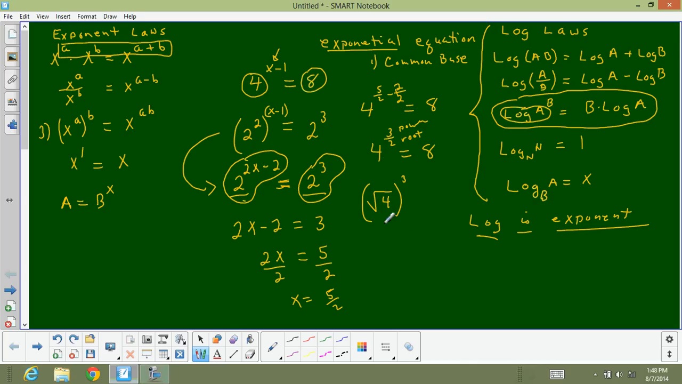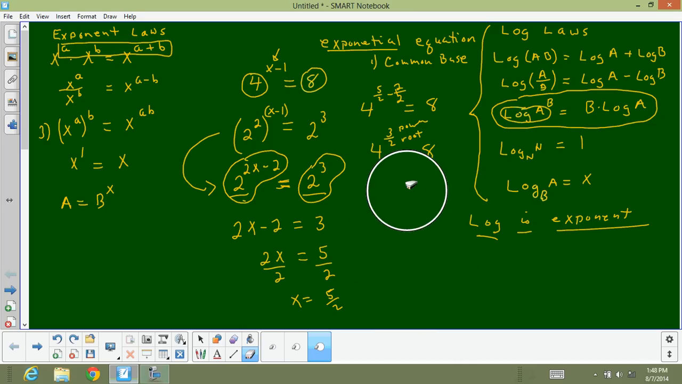All right. Now, the square root of 4, well known to be 2. And then we're going to cube that, right? And 2 cubed, of course, is 8. And on the right-hand side, we have an 8. So indeed, it checks. All right. So that's what's going on with those exponent equations and obtaining a common base.